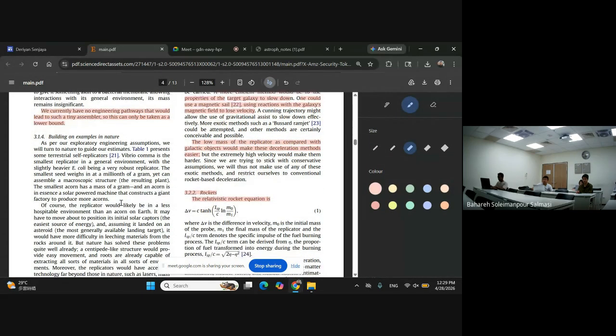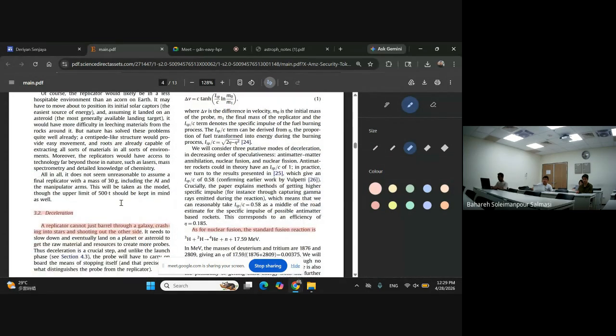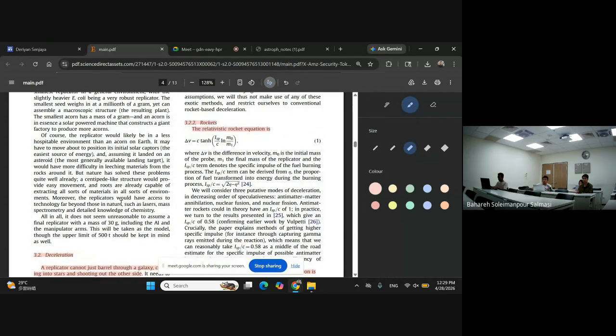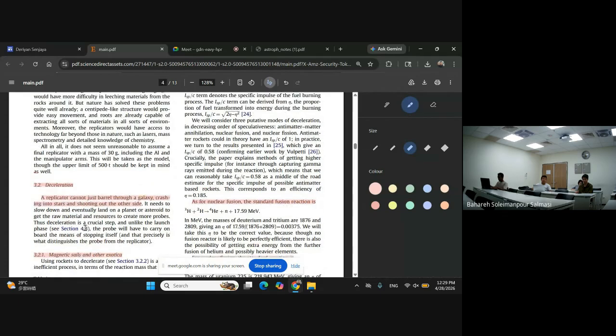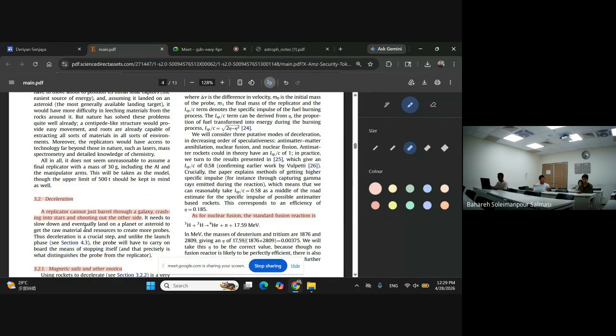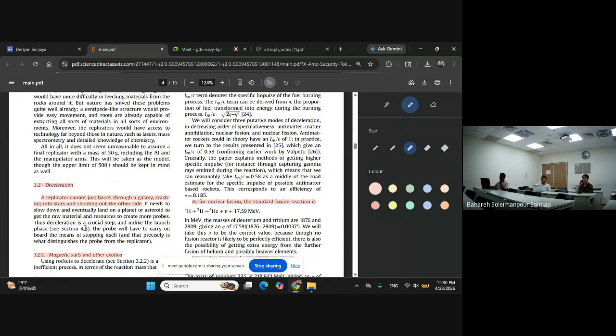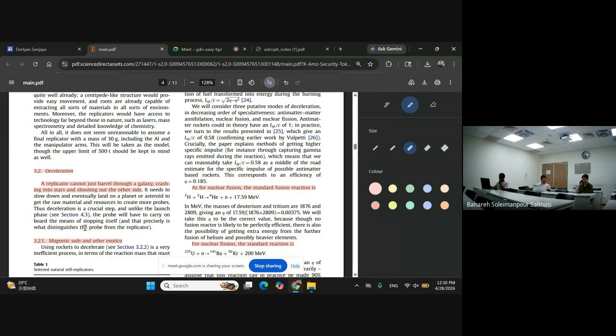So to build an example in nature, they need to use this kind of data. And then the second aspect is deceleration. Why is deceleration considered here? Because if you send the replicators from one place to another, and you don't have any deceleration machine, you may hit a new system and you cannot replicate by yourself. So you need to decelerate your probe.